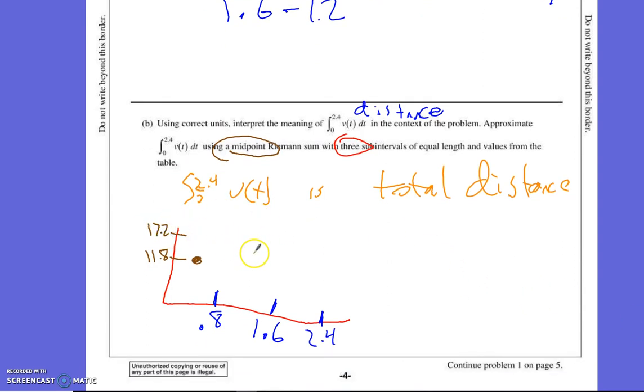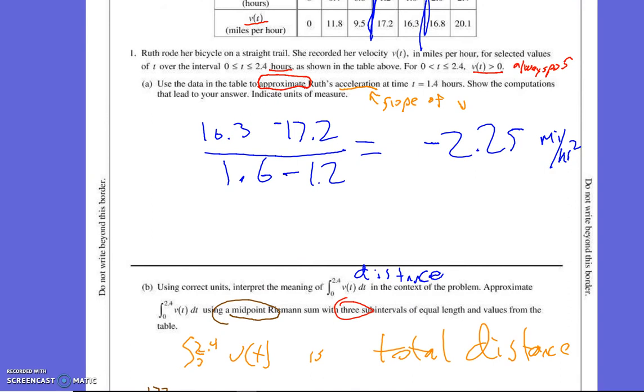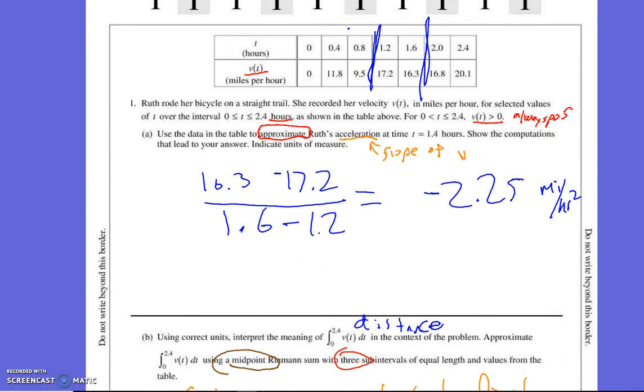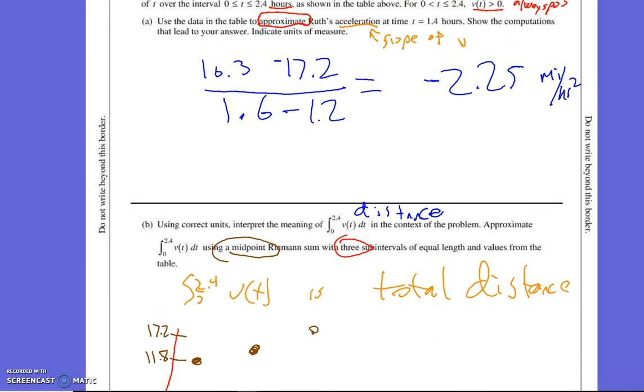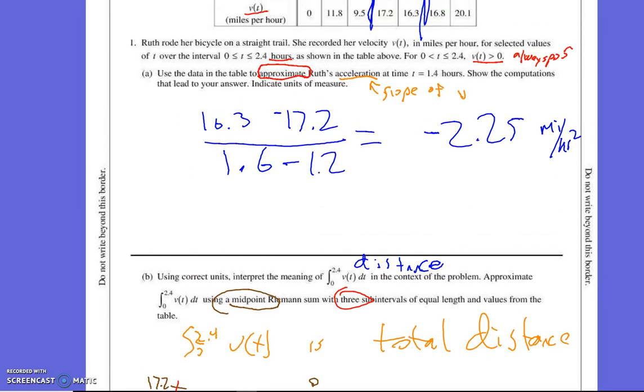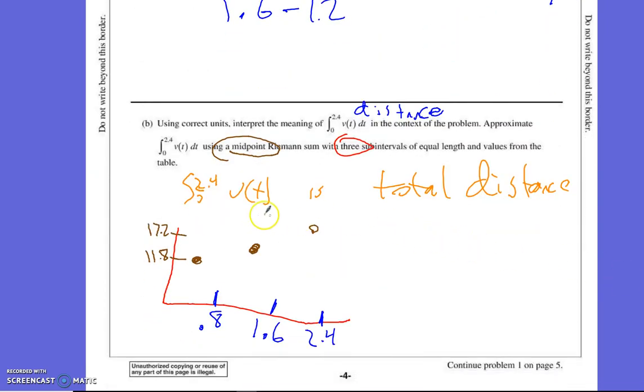17.2. There's that point, not drawn to scale. And then the middle point between 1.6 and 2.4 is going to be 2. So that middle point is going to be 12. Was that 20? I think 20 or 16.8. 16. So it's actually below. It's actually down here. 16.8.